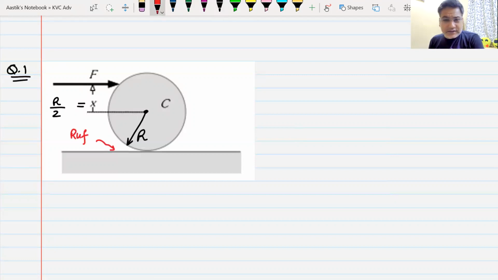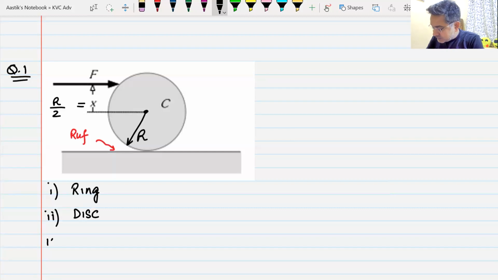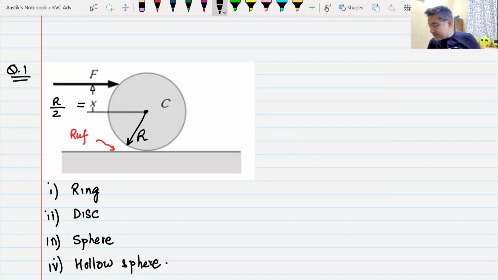You have to find out the direction of friction in four cases. What are the four cases? Case number one, this is a ring. What is the direction of friction there? Number two, this is a disc. Then what is the direction of friction? Number three, it is a sphere. Number four, it is a hollow sphere, or I call it a spherical shell. Then what would be the direction of static friction?